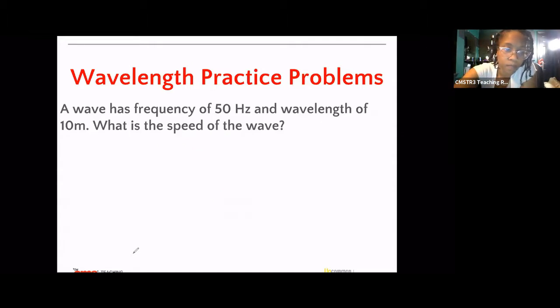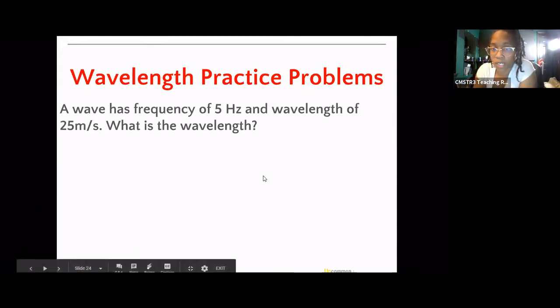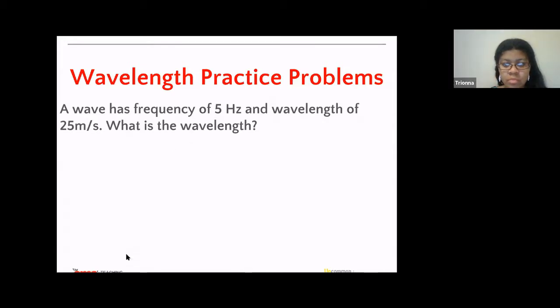Okay. Our next one says a wave has a frequency of 5 hertz and a wave speed of 25 meters per second. I should say speed, I'm sorry. What is the wavelength? So I'll go back and fix that.